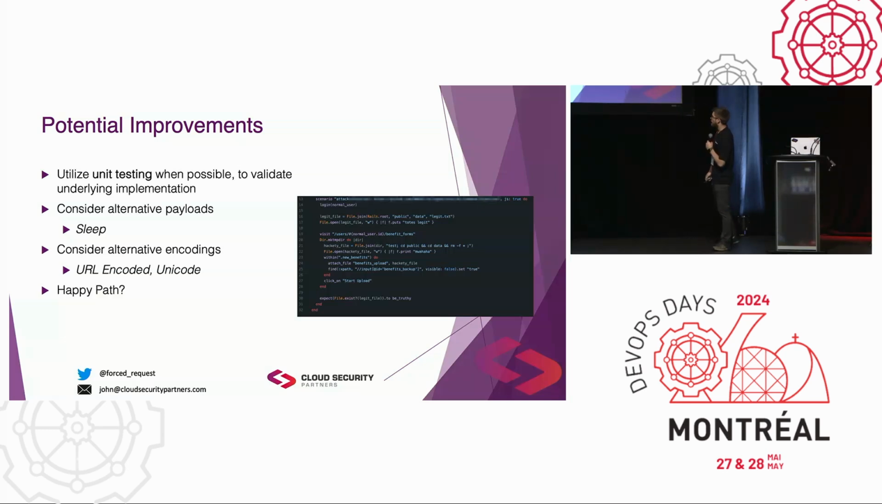So what's the happy path? I guess what we're asking here is we're testing to make sure that the files are not deleted, but in the event that someone uploads a file with a nefarious looking path, what do we expect to happen?